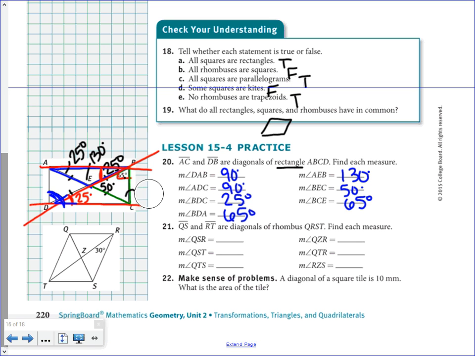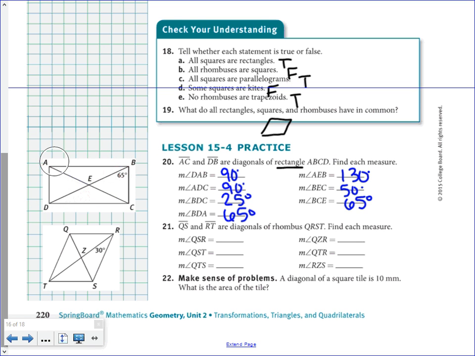So, if you look, these 2 triangles are congruent, and these 2 triangles are congruent. And that's the case in every rectangle.